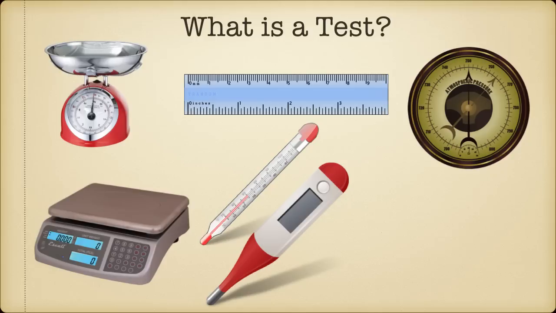Why are they called tests? Because they measure something. So, in simple terms, a test is an instrument for measurement. That which measures something is a test. All this tells us about the quality of the characteristic they are measuring. Let's look at another type of test.